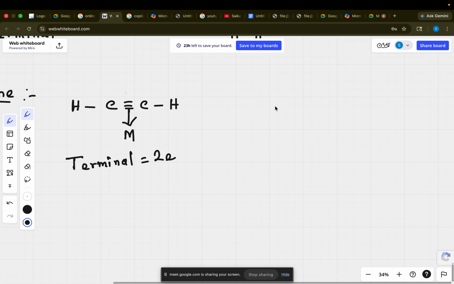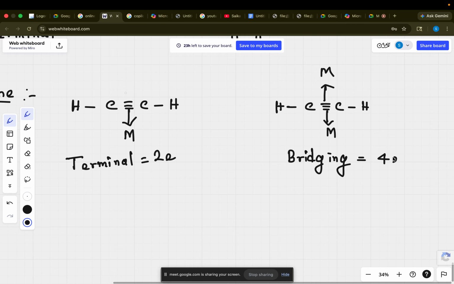But if it donates the electrons like this, one pi bond donates electrons to one metal center, the other pi bond donates electrons to the other metal center, so that time it's a bridging ligand and it is donating how many electrons? 4 electrons. Clear? Yes, sir. Clear, right?